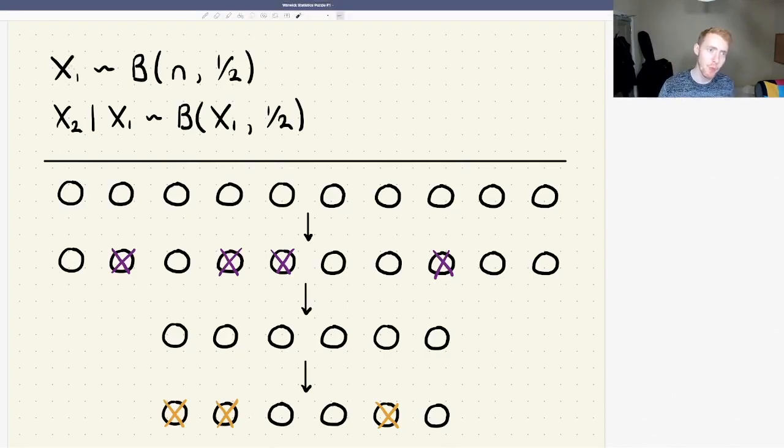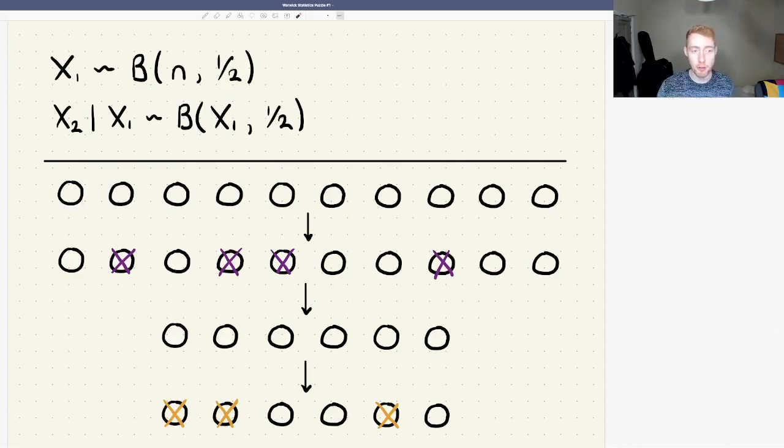So we have this random variable x1, which represents the number of heads we have after the first toss. So in other words, how many coins are still remaining after that first toss. And we can model this as a binomial distribution with the n coins we start with and a probability of 1/2 of getting a head.